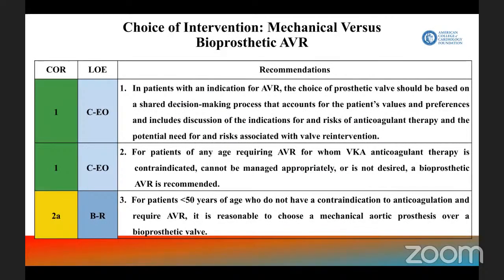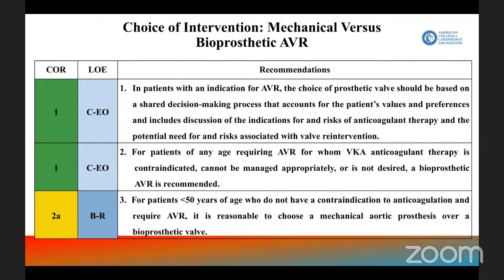Moving to another section, which is the choice of prosthesis, mechanical versus prosthetic, bioprosthetic valves for aortic valve replacement. In patients with an indication for AVR, the choice of prosthetic valve should be based on a shared decision-making process that accounts for the patient's values and preferences and includes discussion of the indications for and risk of anticoagulation therapy and the potential need and risks associated with re-intervention.